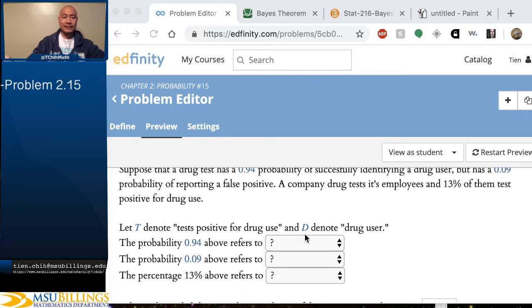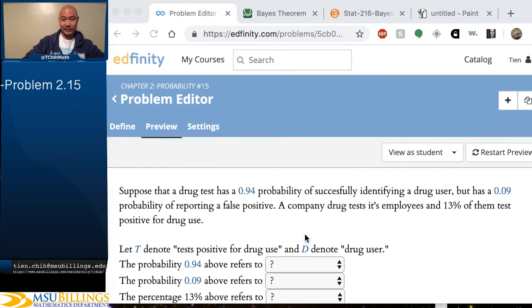Now, the key thing to remember here is testing positive for drugs and actually using drugs are not the same thing, right? We see right away that just because you use drugs doesn't mean you will test positive. There's a 6% chance you won't. And if you don't use drugs, doesn't mean you won't test positive. There's a 9% chance you will. So there's error either way. So this 13% of people who test positive, it's probably not 13% who actually use drugs. We actually have to do some work to figure out what that is.